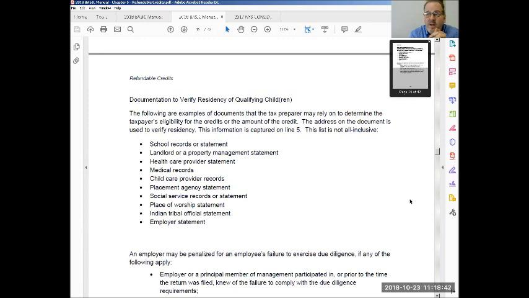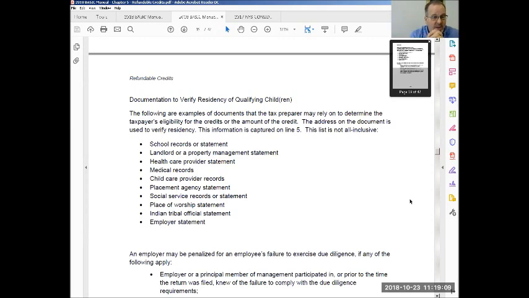Healthcare provider, might be the insurance or even their health card if the names are on there. Talked about medical records. Child care, I've had that one where somebody's come in and said, well, here's proof, and the address doesn't match because the name and the child's name and the address on the dependent care didn't match who was trying to claim the child. So somebody else was paying for dependent care, but they were trying to claim the child.